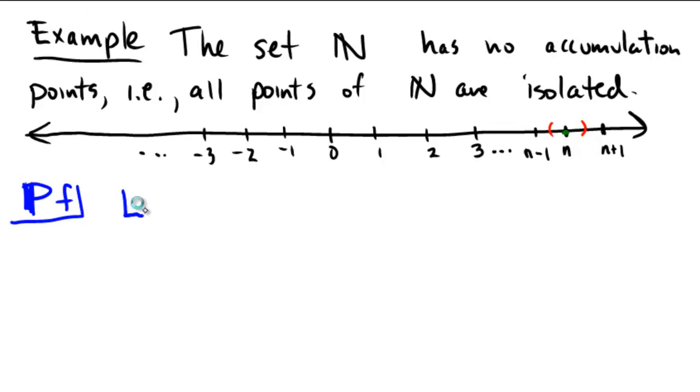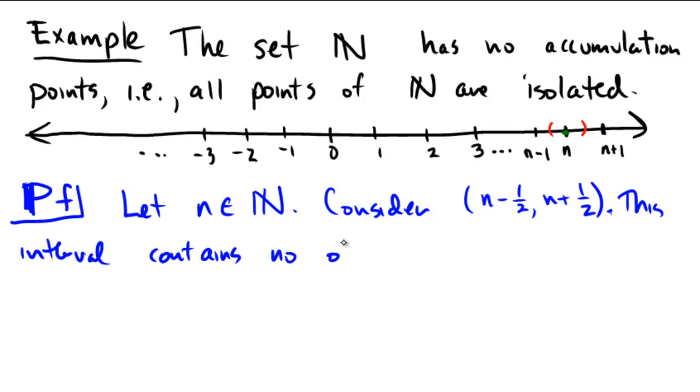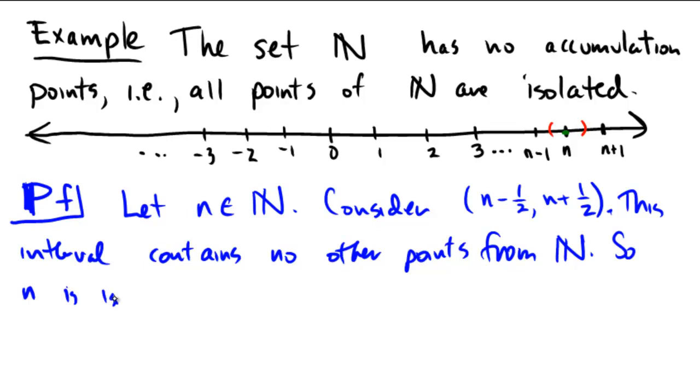To show that N has no accumulation points, that all of the points are isolated, we could approach a proof by saying: let n be any old natural number, and consider the open interval that goes from n minus 1/2 to n plus 1/2. This interval contains no other points from N. Since we have an open interval around n that contains no other points from N other than itself, that means n is isolated. And of course, that's for an arbitrary n, and therefore N has no accumulation points whatsoever.